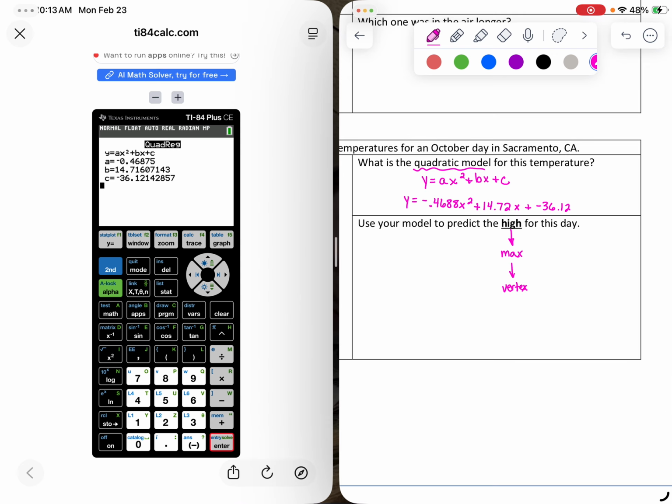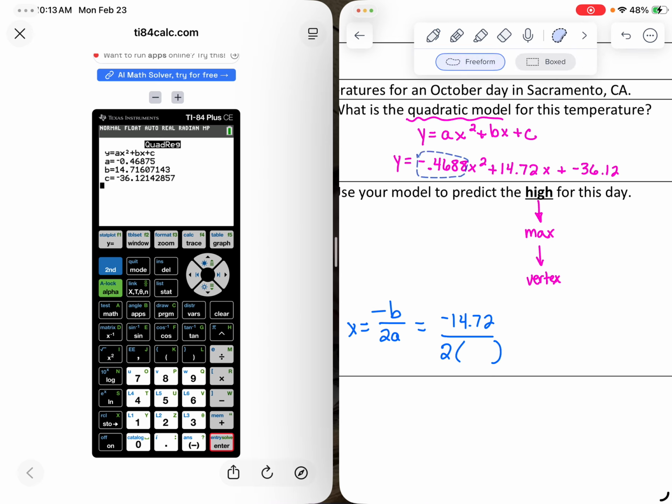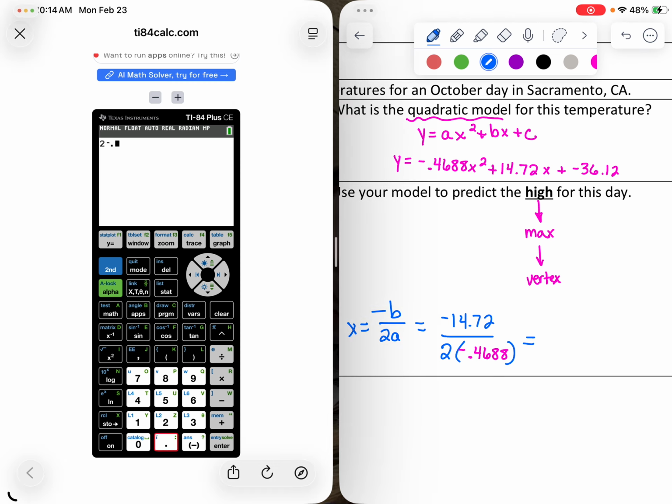So what is the high? Well, we have learned that to find the vertex, we do opposite b over 2a, and that's going to give us our x value or our h value. That's okay. And then we're going to put those in. So negative 14.72, if you want to use more decimals, it is more accurate, times 2 times my a value. I like to type that in my calculator as follows. I would do 2 times negative 0.4688 and then negative 14.72 divided by that answer.